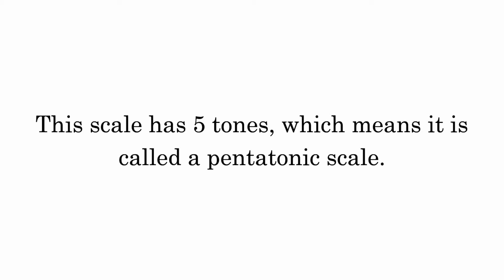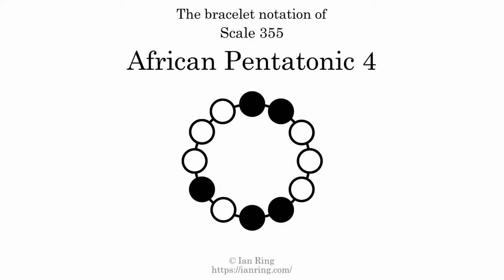This scale has 5 tones, which means it is called a pentatonic scale. This is a bracelet notation diagram of scale 355. The shaded circles represent tones that appear in the scale, and they are read clockwise, starting at the top.